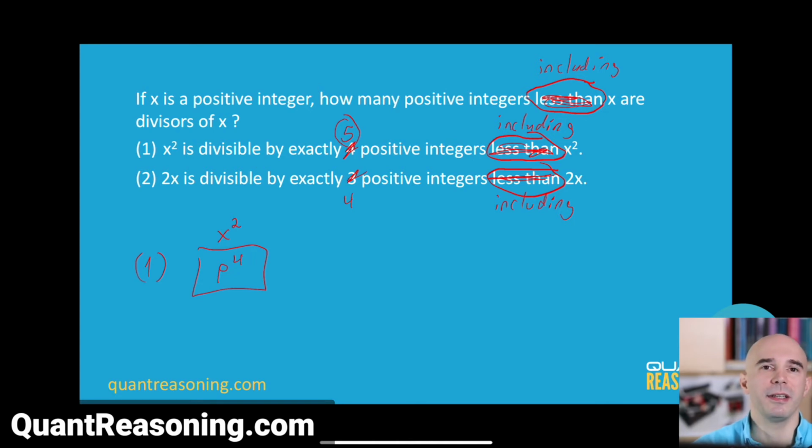So when they're telling you how many divisors some number has that are less than the number itself, just change the conversation. Just make it, add 1 and say including the number itself.